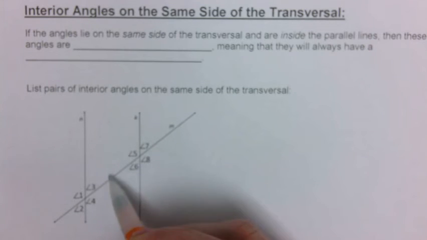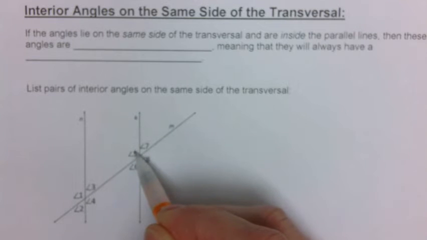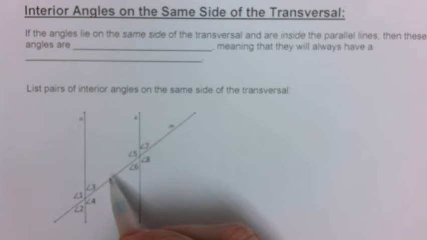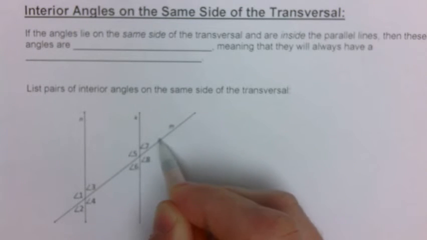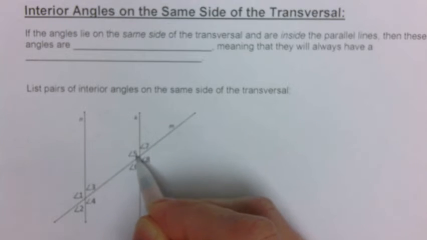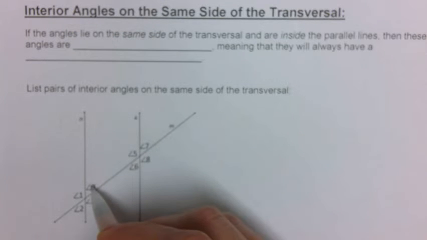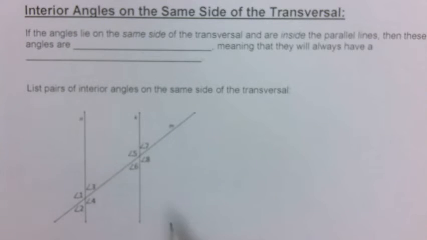Let's look at angles 3 and 5. Angle 3 right here, that's an acute angle. And angle 5 found right here, that is an obtuse angle. If I remember corresponding angles as well, angle 3 corresponds to where angle 7 is located. So angle 3 and angle 7 are the same. Angle 5 and angle 7 are supplementary because they form the line M right here, they form a straight angle, which means that angles 3 and 5 will also be supplementary since angles 3 and 7 are congruent to each other.